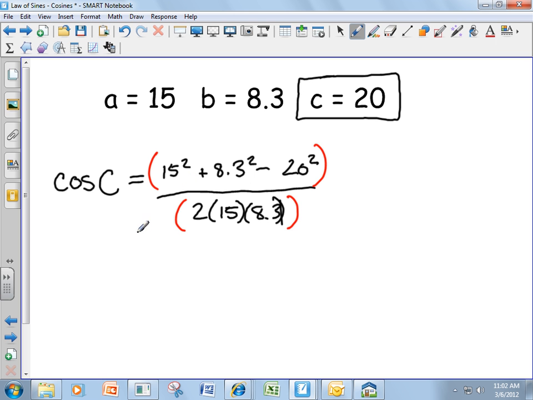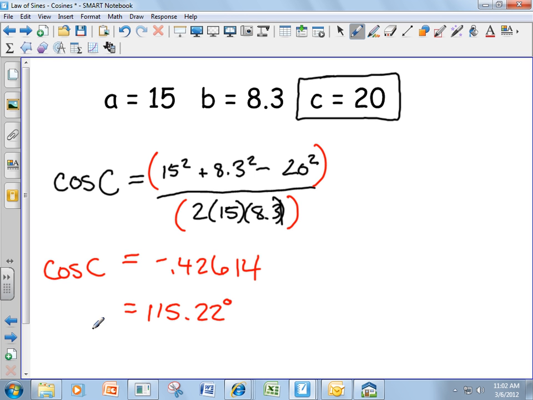Get this decimal, keep it as a whole in your calculator. I get negative 0.42614. Again, probably a little bit more. Leave it. Do the inverse cosine of this decimal, and you get 115.22 degrees. Now that we've found the biggest angle, it's in quadrant 2. The other two angles are going to have to be in quadrant 1.